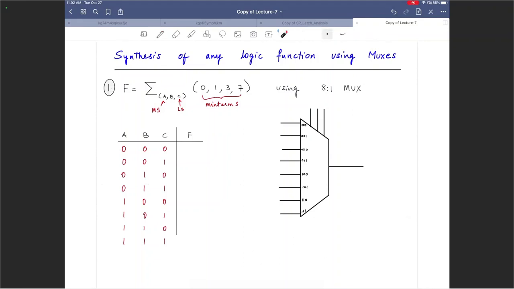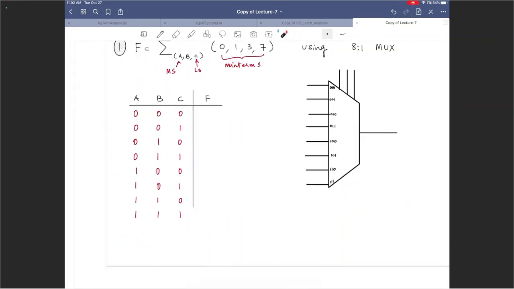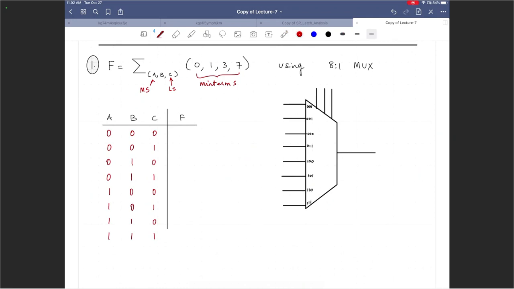So I have written up a truth table for f in which I considered A as most significant and C as least significant. I filled it up with 0, 0, 0 all the way to 1, 1, 1. Now, depending on the min terms, I'm going to fill out the output f as well. I had 0, 1, 3, and 7, so 0, 1, 3, and 7 are going to map to 1. Everything else should be a 0. So 0 here, 0 here, 0 here, 0 here. Do you agree with the truth table?